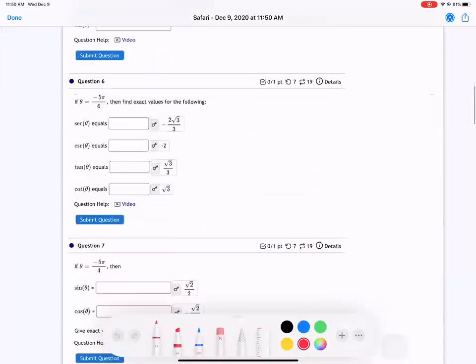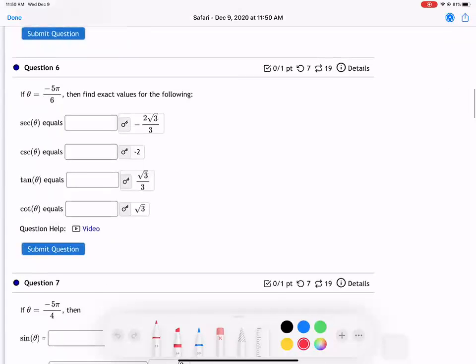Okay, let's do this next one. Now, they told us the angle is negative 5 pi over 6. The cool thing is that we know where 5 pi over 6 is. Pi over 6 is a 30-degree angle, right? And negative, so we're going to be right here, right before 6 over 6.